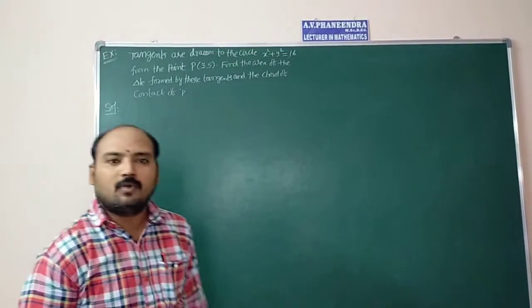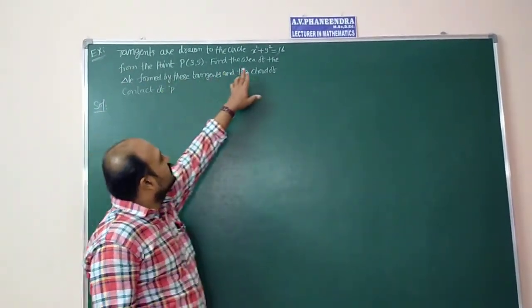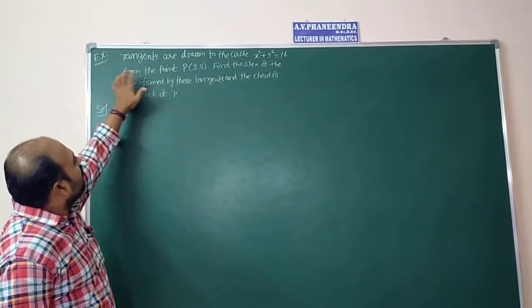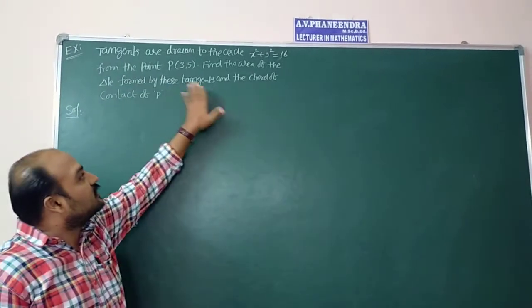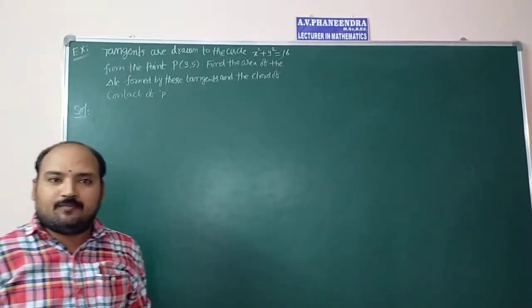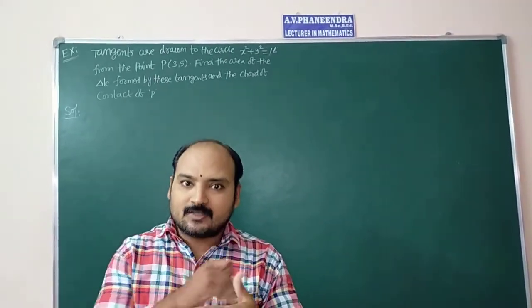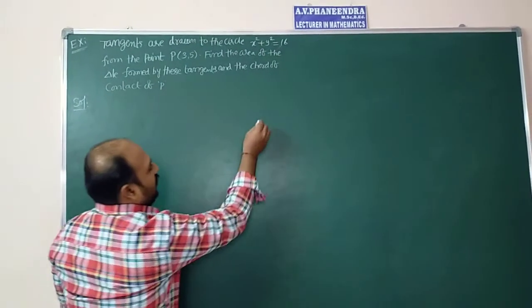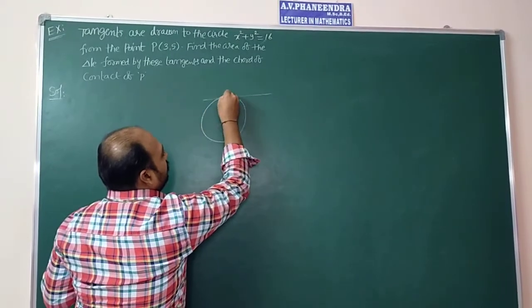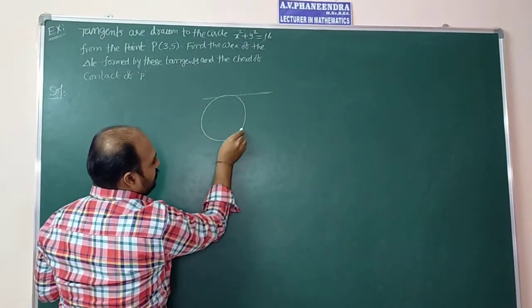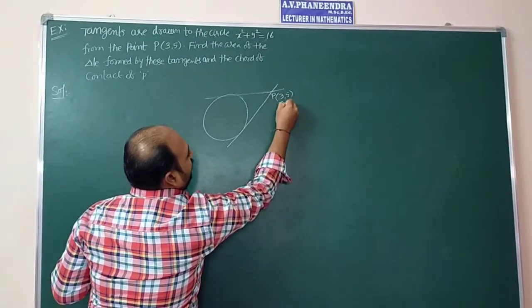Example for the previous problem: how they are going to ask the question related to the previous concept. Tangents are drawn to the circle x² + y² = 16 from the point P(3, 5). Find the area of the triangle formed by these tangents and the chord of contact of P. We know that the area of the triangle formed by the two tangents as well as the chord of contact to the respective circle. So this is the rough diagram like the previous problem. These are the tangents. This is the given point (3, 5). We can take it as (x1, y1).